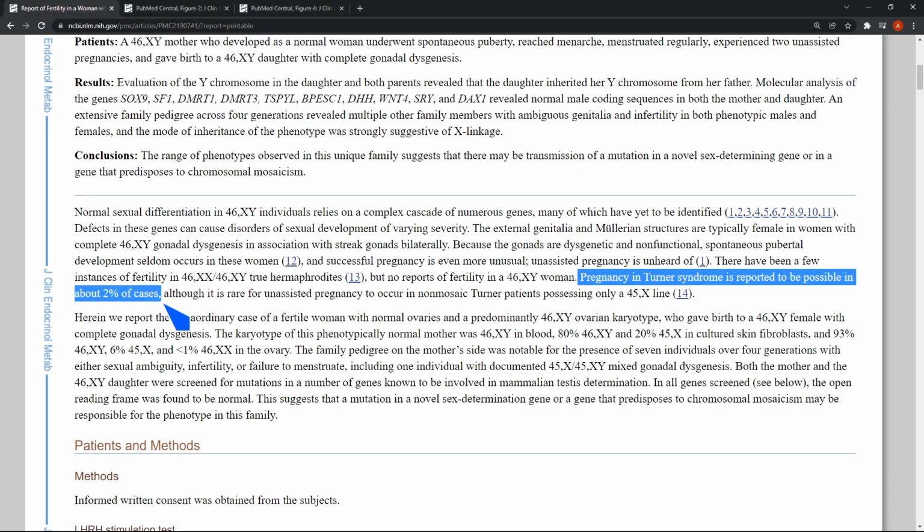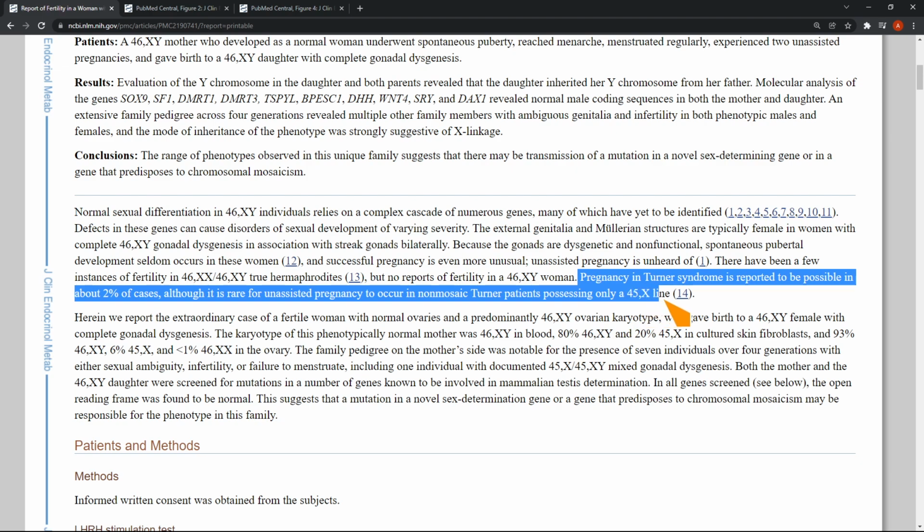Turner syndrome is reported to be possible in 2 cases, although it is rare for unassisted pregnancy to occur in non-mosaic Turner patients possessing only a 45X line. This is citing the paper that, again, could just go down for hours. This is true, quote unquote, true Turner syndrome.